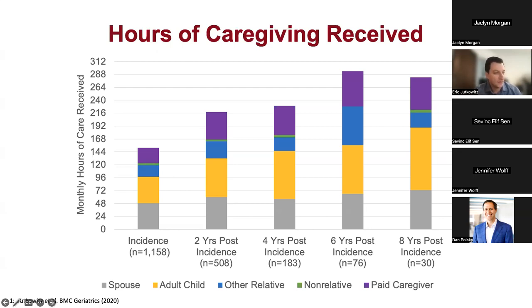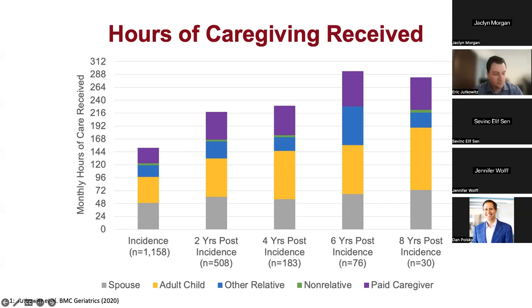So this is data from the Health and Retirement Study. What we did is we identified people in the first wave who were predicted to have dementia, and then we followed them up to 8 years after their predicted incidence. And we followed them while they remained in the community and alive. And so if somebody transitioned to a nursing home or if they died, they fell out of our cohort. And so you can see over time, the number in the panel decreases. As expected, the amount of caregiving received in terms of monthly hours of care increases with time.